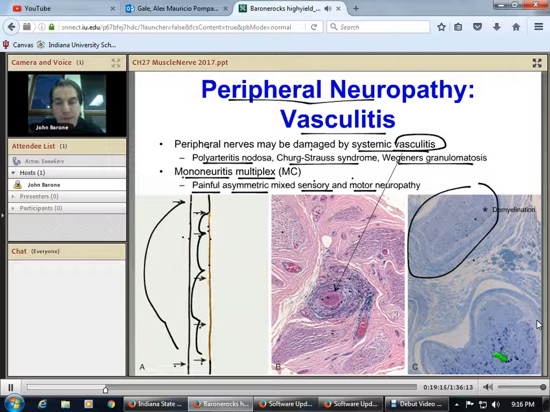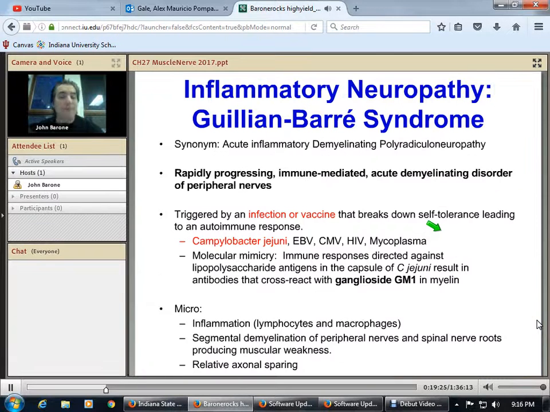Over here, you see a little bit more dark staining. A little bit, this is myelin staining. But basically, it's mostly demyelinated. So you demyelinate these nerves, you're going to get neuropathy. Painful, asymmetrical neuropathy.